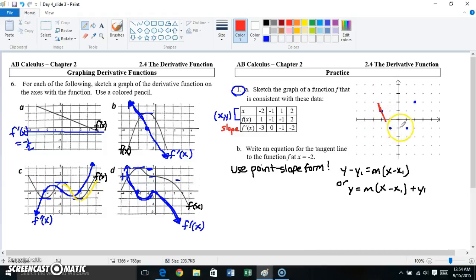All right, negative 1, the slope is 0. Positive 1, the slope is negative 1. It's a little steep, but we'll go with it. At 2, 2, the slope is a negative 2. So you could imagine hitting these points.